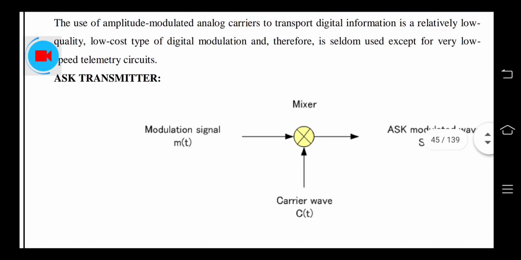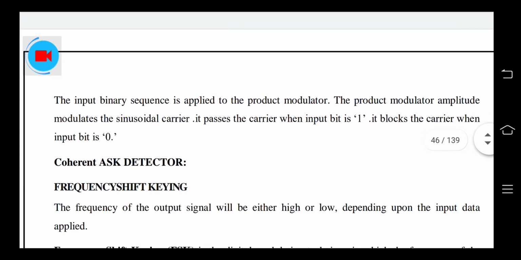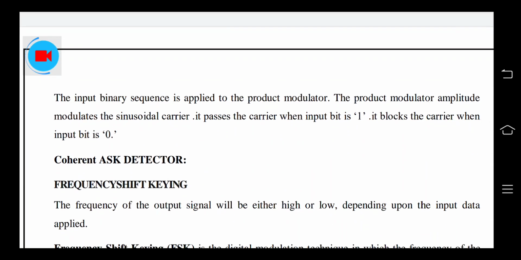One more thing: the modulated signal goes to a mixer to which the carrier wave is applied, and the output is the ASK modulation signal. This is one example of an ASK modulation signal. The input binary sequence is applied to the product modulator, which amplitude modulates the sinusoidal carrier. It passes the carrier when the input bit is 1, and simply blocks the carrier when the input is 0.